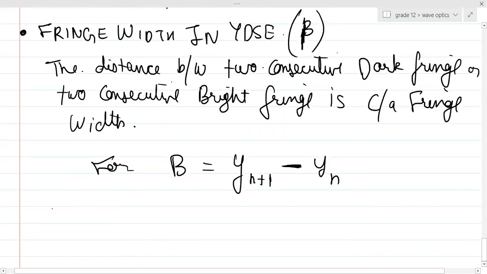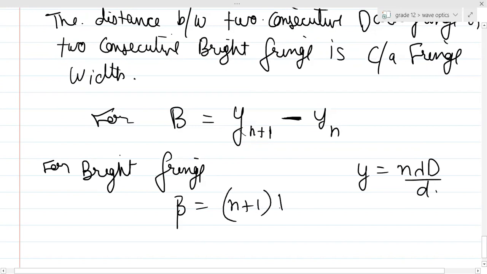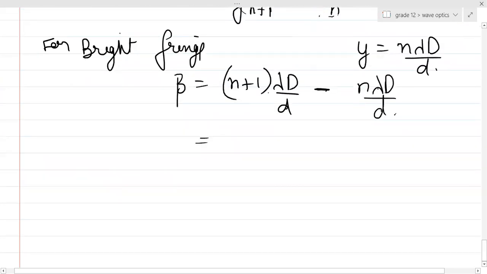So suppose I have for bright fringe, what is the position of nth and n plus 1th bright? Sir, we know in the case of bright, y n equals n lambda d by d. So in place of n I'll write n plus 1. So n plus 1 lambda d by d minus, if I want yn, it will be n lambda d by d. So lambda d by d will be common, n plus 1 minus n.